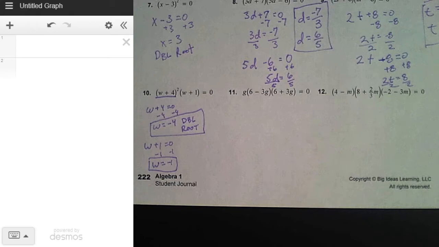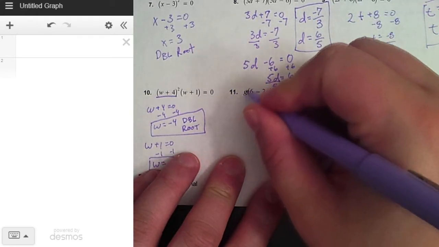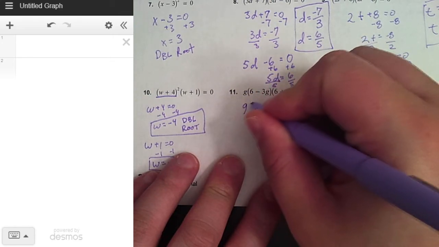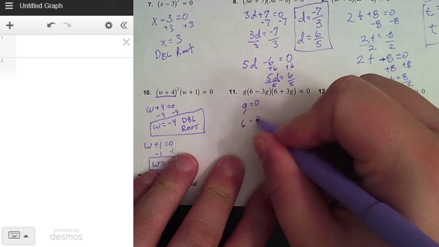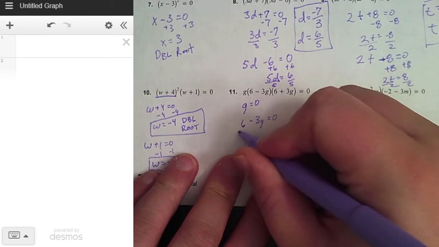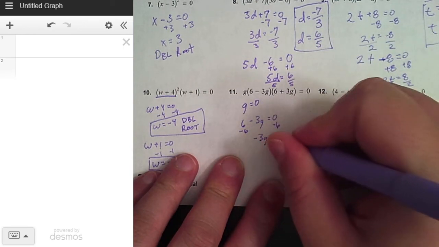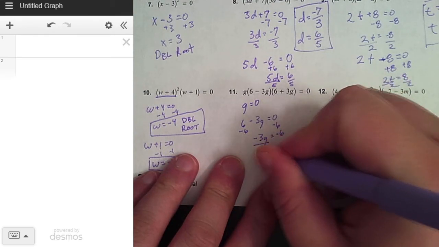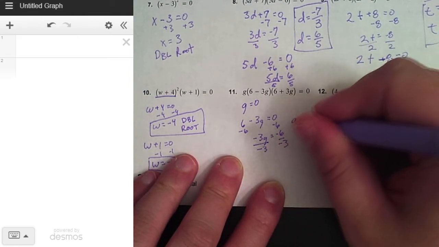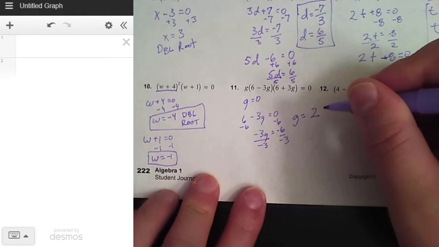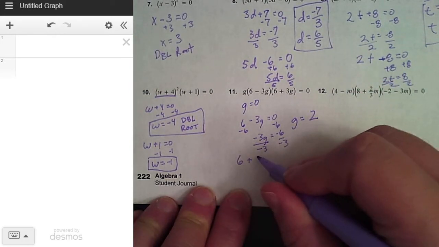Let's go ahead and do number 11. So we have our first factor, g. Well, we get g equal to 0. And then we get 6 minus 3g is equal to 0. Subtract 6 from both sides. We get -3g is equal to -6. Divide both sides by -3. And we find that g is equal to +2. And then we have 6 plus 3g.